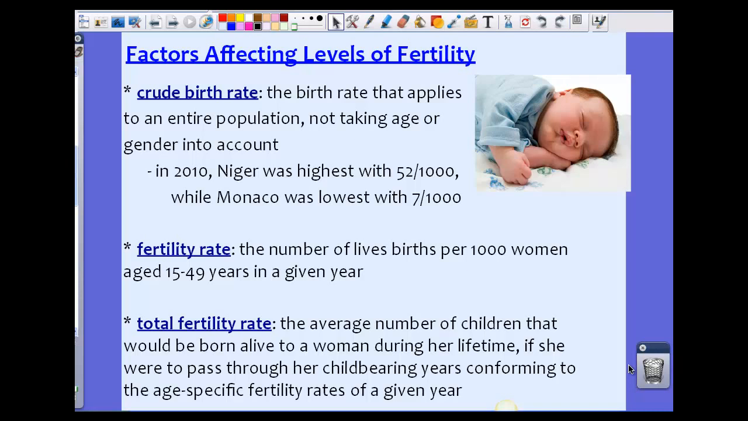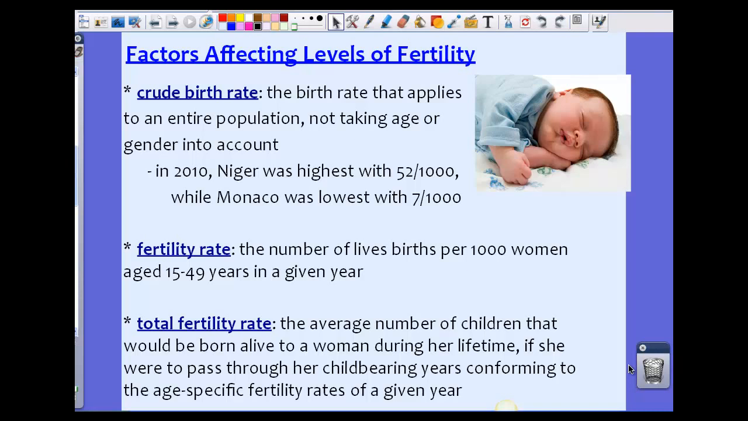The fertility rate is the number of live births per 1,000 women aged 15 to 49 years in a given year. That would be the fertility rate, and again, it can go up and down. The total fertility rate, and this one's a long one, is the average number of children that would be born alive to a woman during her lifetime, if she were to pass through her childbearing years conforming to the age-specific fertility rates of a given year. So remember, the total fertility rate is basically the number of children a woman could have in her lifetime as long as she was in the range of 15 to 49.